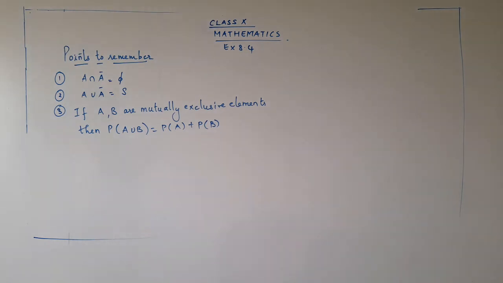The first one is A intersection A dash is equal to phi. Second one, A union A dash is equal to S. The third one, if A, B are mutually exclusive elements, then P of A union B is equal to P of A plus P of B. Shall we copy down?